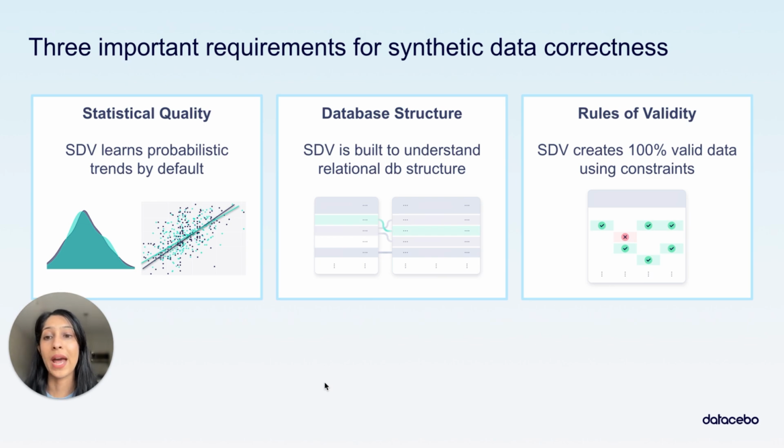Then in the middle, we have the database structure. So SDV is designed to model relational databases. We built it from the ground up to understand all these concepts that a relational database has, like primary keys, referential integrity, composite keys, and more. And then finally at the right, we have the rules of validity. And these are business rules or logic that must be followed in order to create valid data. And this third area is really where constraints are designed to work.